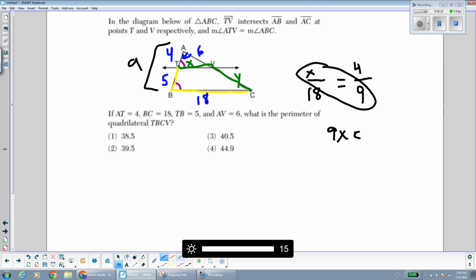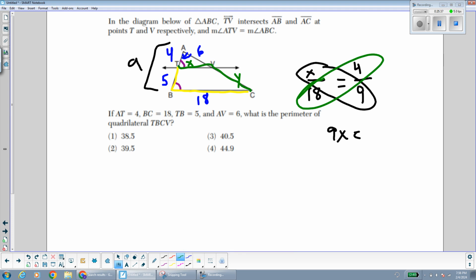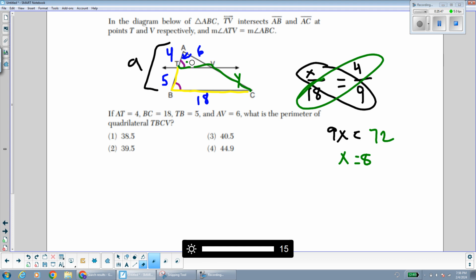9x is equal to 18 times 4, which is 72. I'm going to divide both sides by 9, and I get x is equal to 8. So I'm going to replace over here x with 8. And now we just need one more side of the quadrilateral in order to find the perimeter. We need this side that's labeled y.